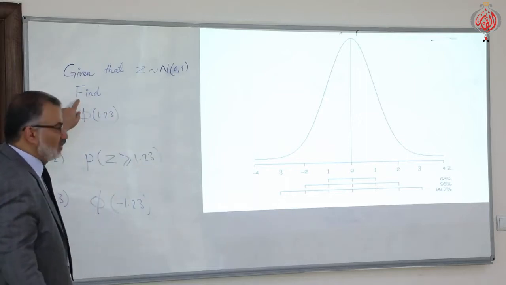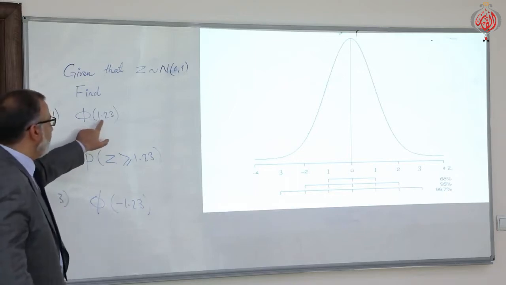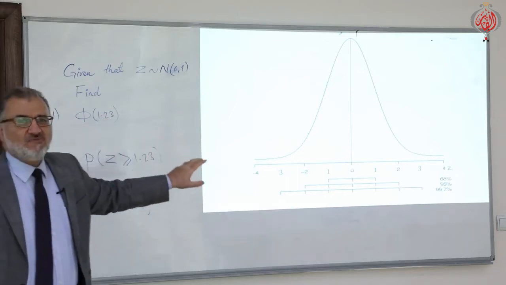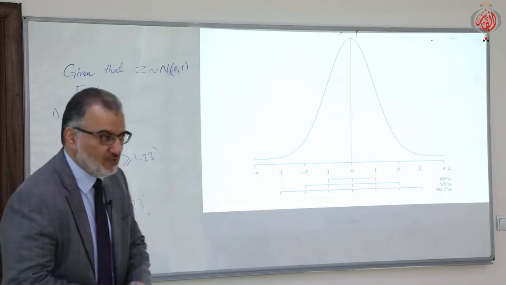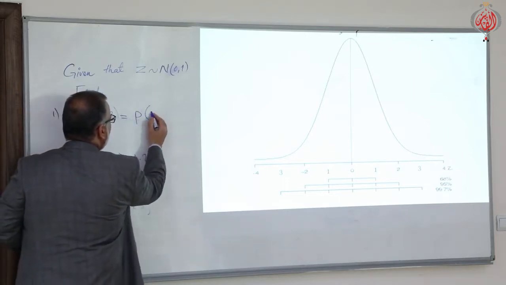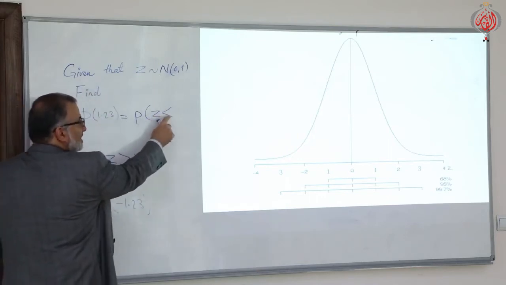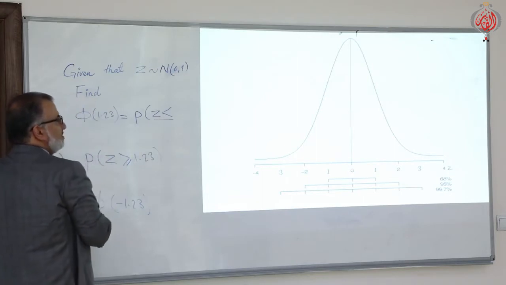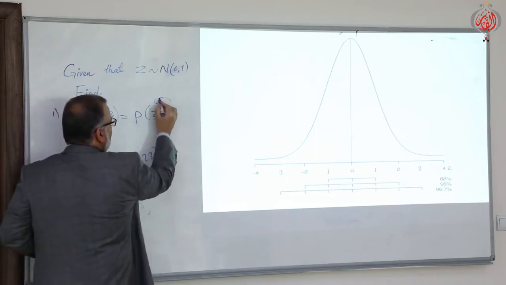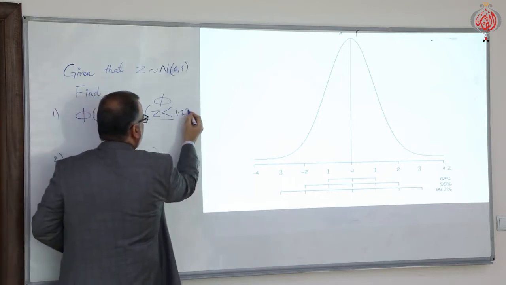Okay, I ask you, look here, find phi of 1.23. What does phi 1.23 mean? This is equivalent to the statement: probability of Z less than 1.23. Phi always deals with Z less than. So this is equivalent to phi, Z less than 1.23.